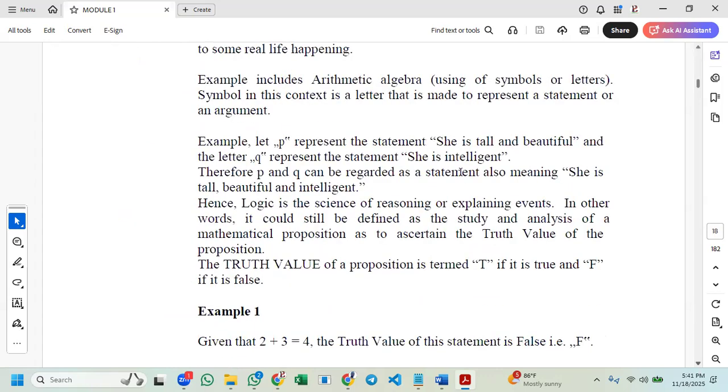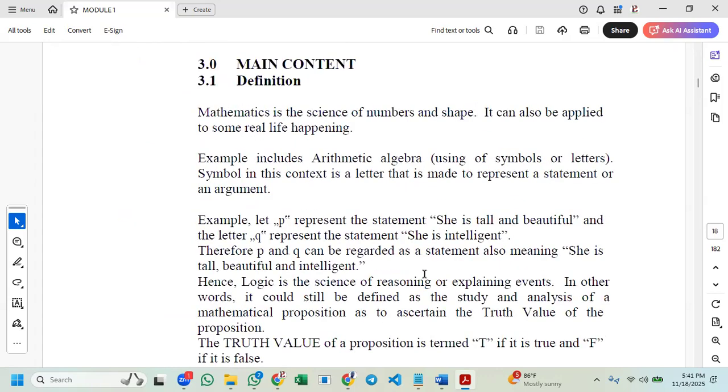Let's start here. I will be writing very soon, but I want us to read first. Mathematics is the science of numbers and shape. It can also be applied to some real life happening. Now, this statement you are seeing is very important because it's a question in the exam. It will say, you dash is the science of numbers and shape.